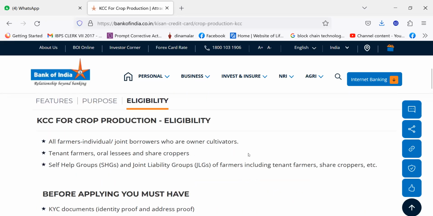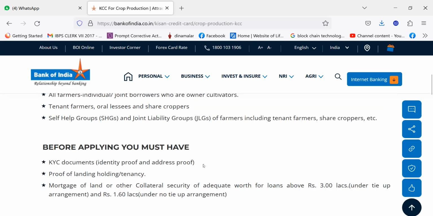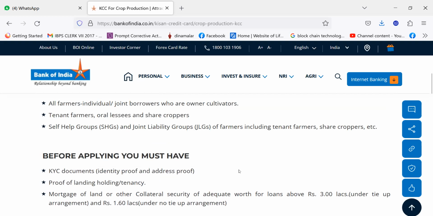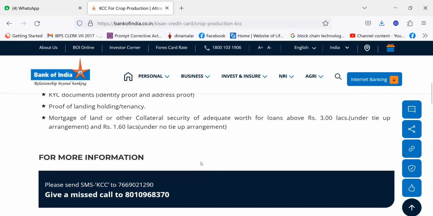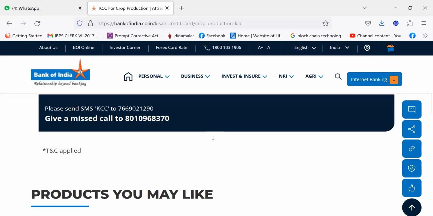Eligibility. All farmers, individual or joint borrowers who are owner cultivators, tenant farmers, oral lessees, and sharecroppers, self-help groups and joint liability groups of farmers, including tenant farmers, sharecroppers, etc. Before applying, you must have KYC documents, identity proof and address proof, proof of land holding or tenancy, mortgage of land or other collateral security of adequate worth for loans up to rupees 3 lakhs under tie-up arrangement and rupees 1.6 lakhs under no tie-up arrangement. Correct.